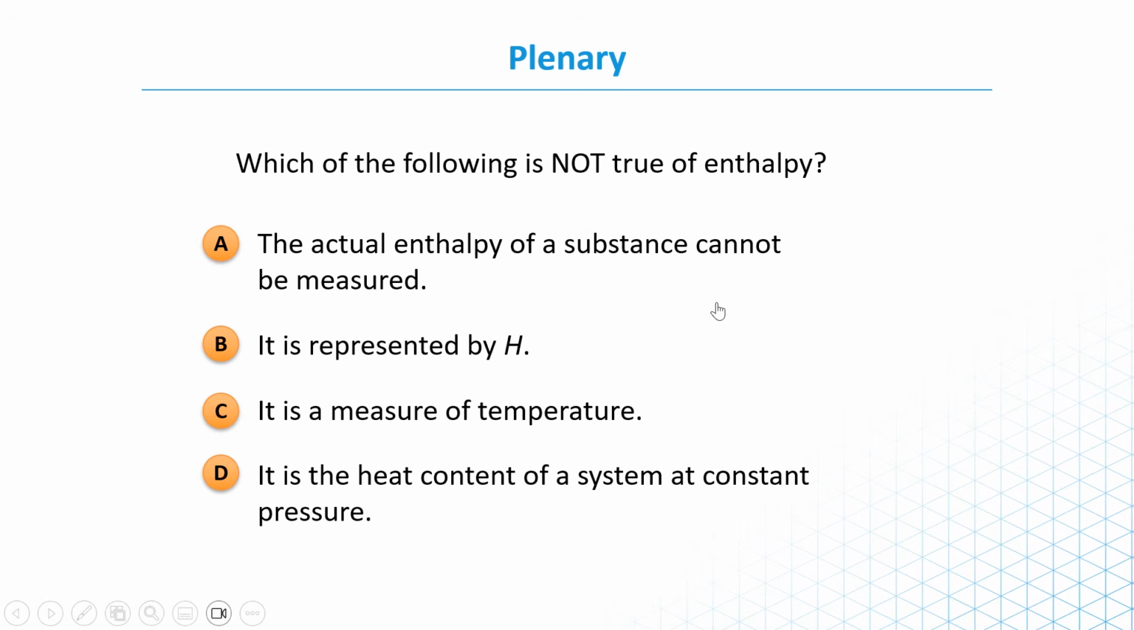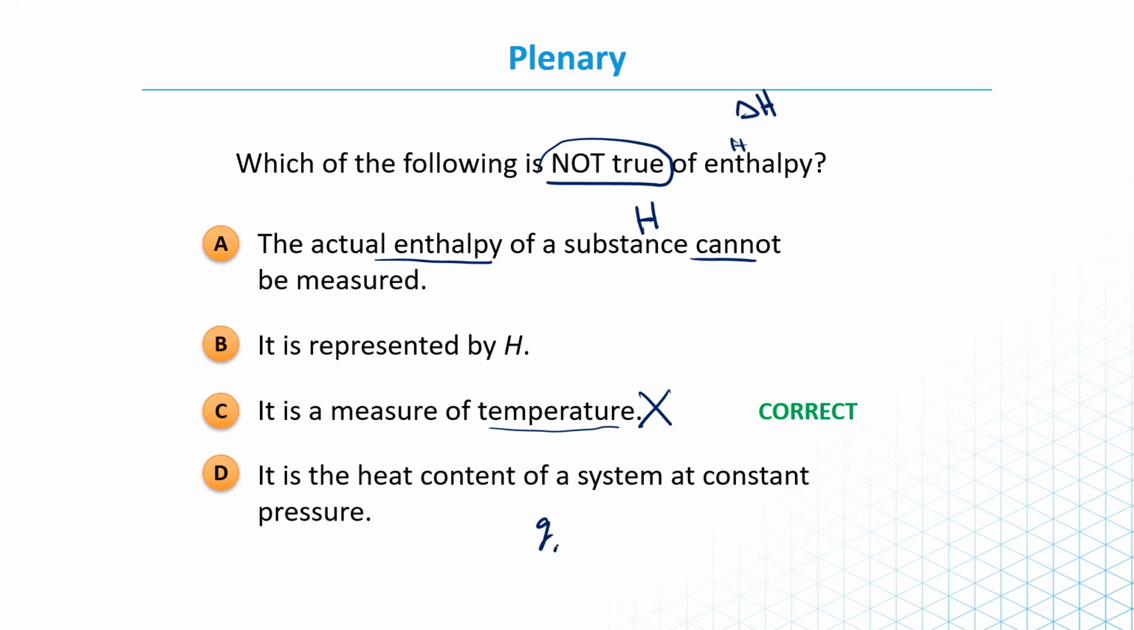Heat changes. Which of the following is not true about enthalpy? Not true, meaning the statement that is incorrect about enthalpy is the one we choose. The actual enthalpy of a substance cannot be measured. Remember when I told you we cannot measure H? We can only measure delta H. So yes, this is a true statement. It is represented by H. Yes, that is true. Enthalpy is actually H. It is a measure of temperature. No, this is not a measure of temperature. It's a measure of heat changes, right? So this is going to be our answer. It is the heat content of a system at constant pressure, which we said a moment ago. QP is equal to delta H. So yes, this is true. All of these are true except this one. It's not a measure of temperature, it's the measure of heat changes in a chemical system.